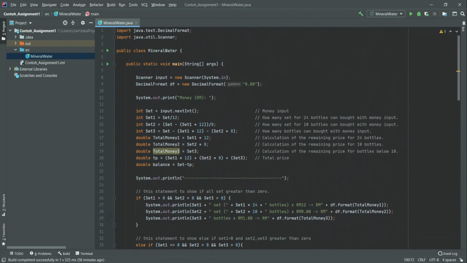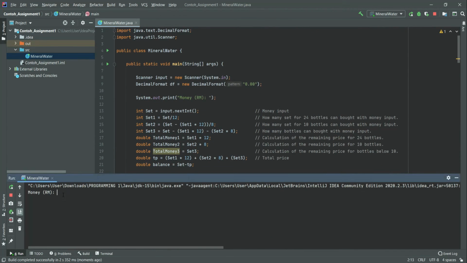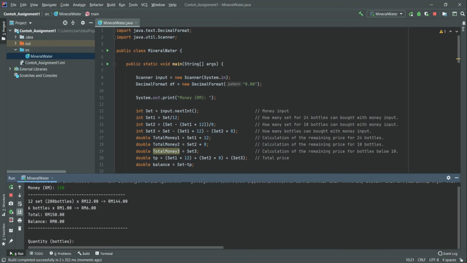So I will run this program. The first instruction is money input 150. How many bottles can I get? So 288 plus 6 equals 294. So for 150 ringgit I can buy 294 bottles.